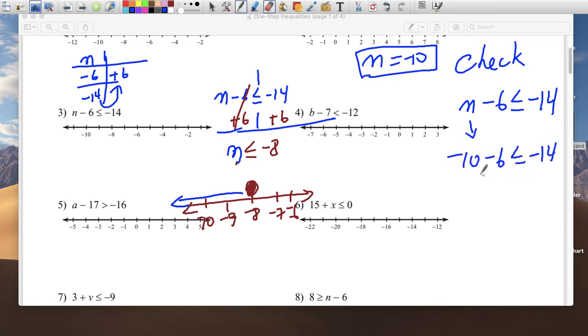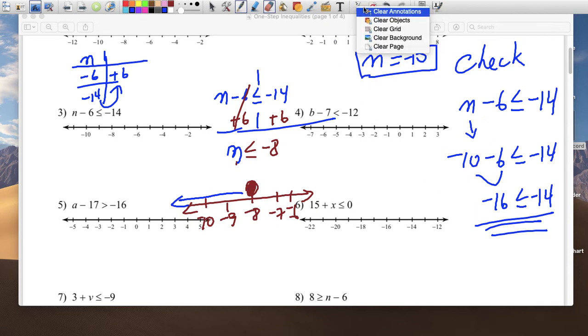Now I'm going to combine these two, and I get -16, which is less than -14. Is that statement true? Yes, it is. So we know our problem is correct. So again, you can pick any number that's on the left of -8, including -8, and that will make that inequality true.